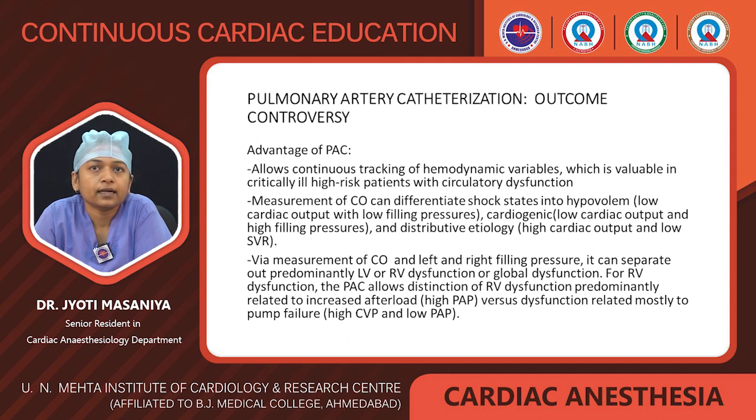Now we come to the pulmonary artery catheterization outcome controversy. The main advantage of the PA catheter is that it allows continuous tracking of hemodynamic variables, which is valuable in critically ill, high risk patients with circulatory dysfunction. Measurement of cardiac output can differentiate shock states into hypovolemic, cardiogenic, or distributive etiology. Via measurement of cardiac output and the left and right filling pressures, it can separate out predominantly right ventricular or left ventricular dysfunction or global dysfunction.